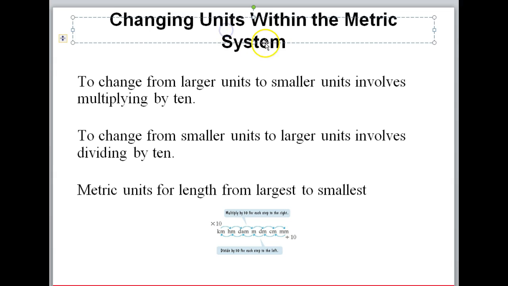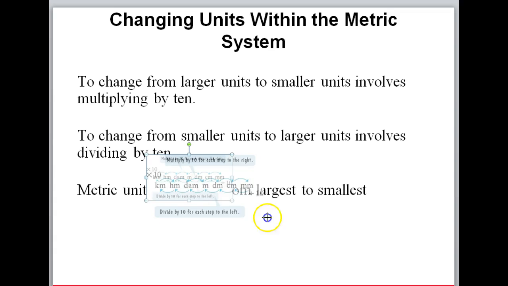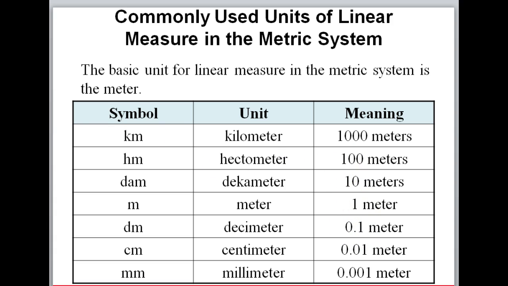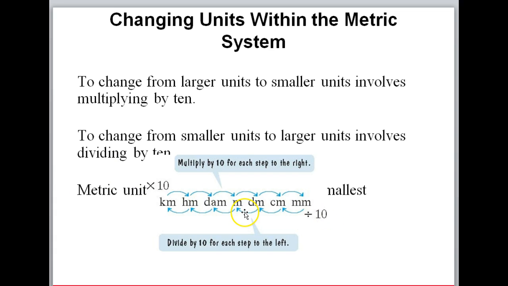Alright, so when we change units in the metric system, it simply becomes swinging a decimal point. When we go from larger to smaller units, it means multiplying by 10, but remember that just means moving the decimal point to the right. Going from smaller to larger units involves dividing by 10, which means we move the decimal point to the left. If you remember writing these units in order like this, it just becomes moving the decimal point, because it's always based on 10 and our number system is based on 10.